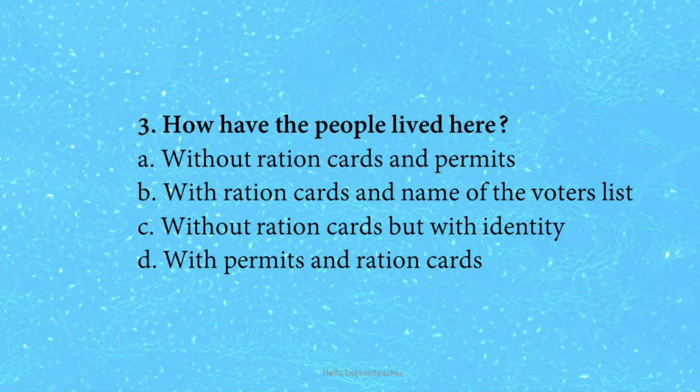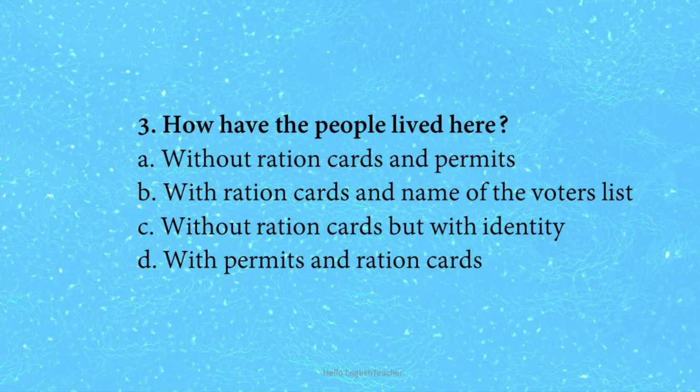How have people lived here? Without ration cards and permits, with ration cards and name on voters list, with ration cards but without identity, without ration cards but with identity, with permits and ration cards. So, the answer is B, with ration cards and name on the voters list. So, here there is a typo error. It is name on the voters list, not name of the voters list. So, with ration cards and name on the voters list.